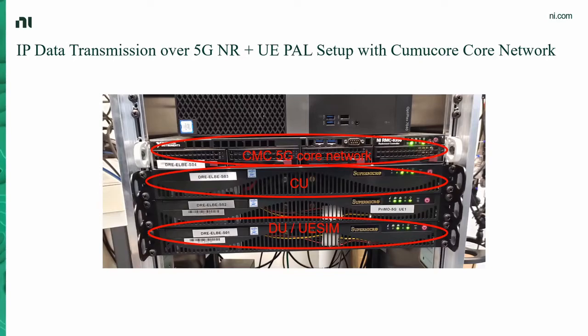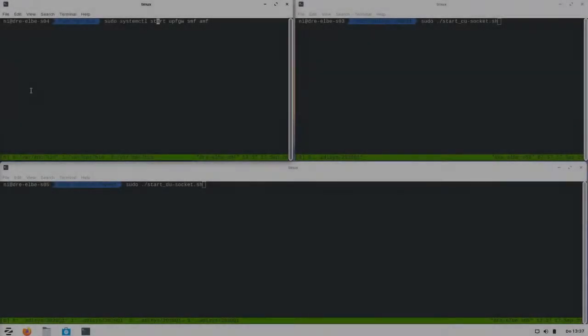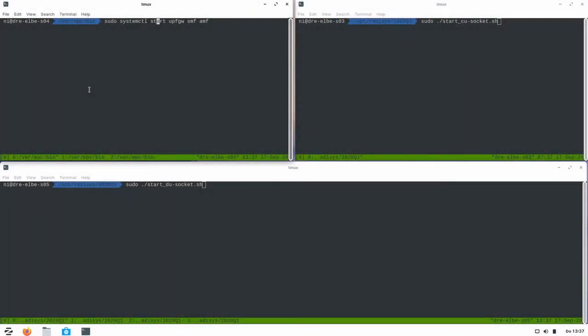Let me now demonstrate the IP data transmission in the real system. Here we are logged into all of the machines. This is the core network machine, this is the CU machine, and this is the DU machine, which also runs the UE simulator. Let's first start the core network functions UPF, SMF, and AMF.